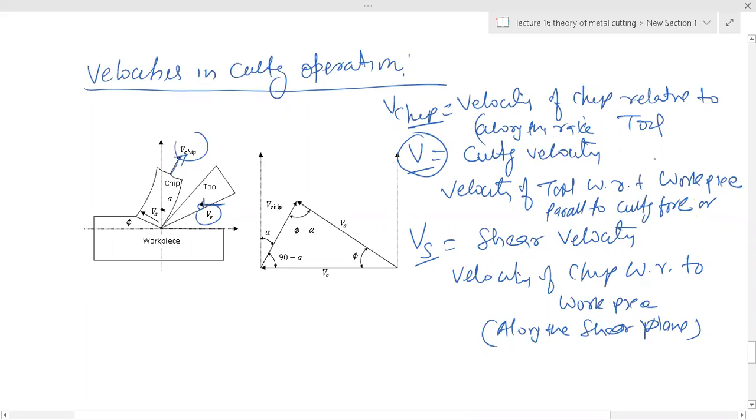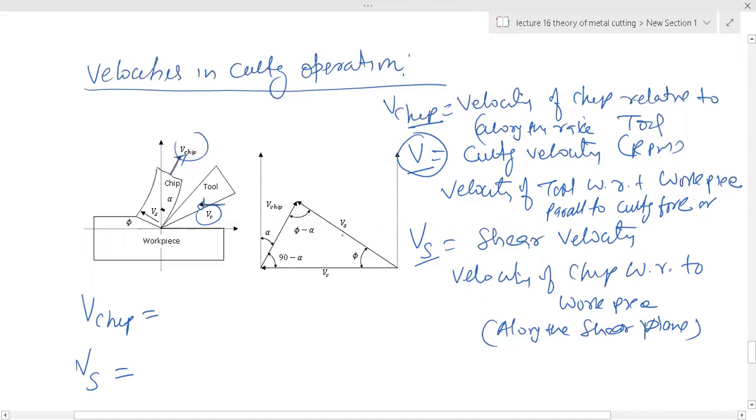We can measure RPM. So what we'll do is calculate chip velocity and shear velocity in terms of cutting velocity and these geometrical parameters.